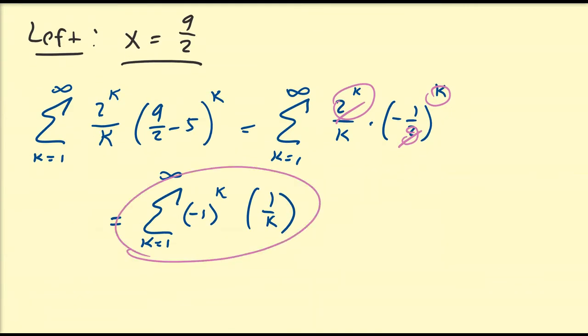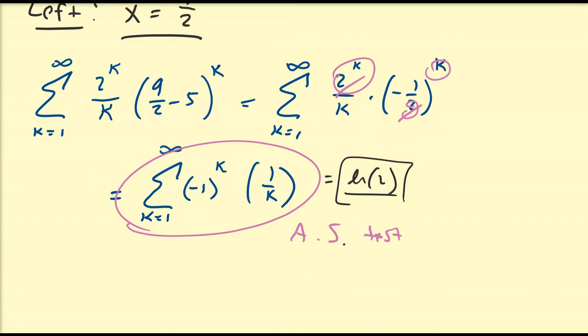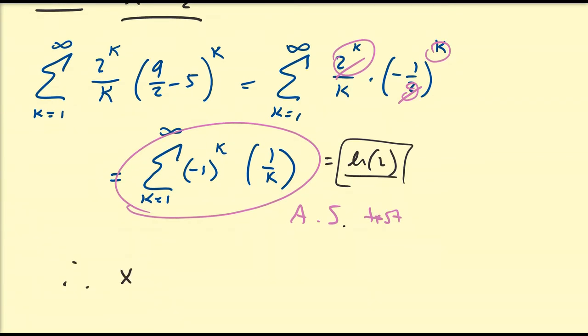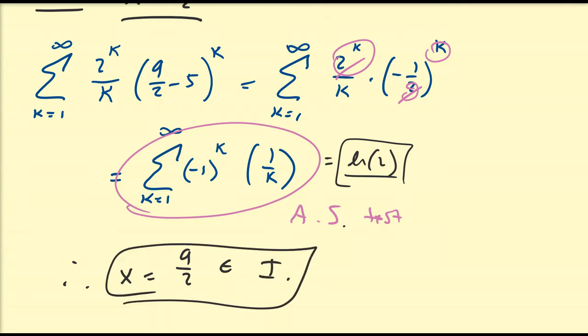So this is an alternating series test. Namely, it's an alternating harmonic series. So we already know that this is going to be equal to the natural log of 2. The alternating series test says it converges anyway, so it really doesn't matter what this is. So that means that x equals 9 halves is an element of the interval of convergence.